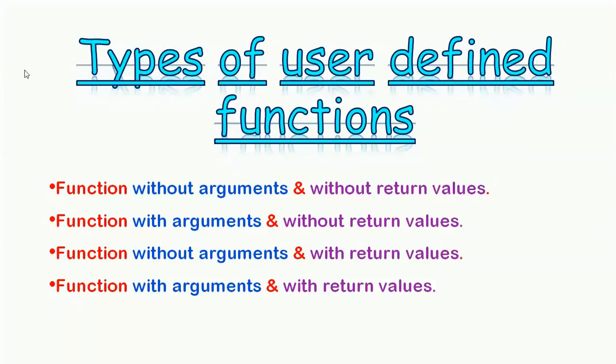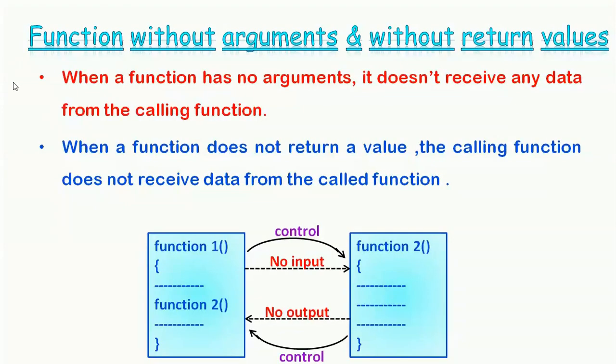First of all, function without argument and without return value. In this type of function, no input is given from the calling function to the called function, and no output is given from the called function to the calling function. Means no data transfer between calling function and called function.